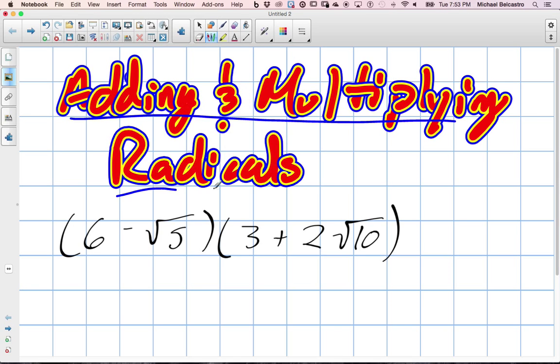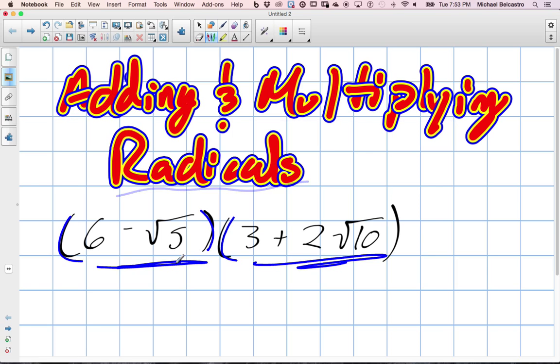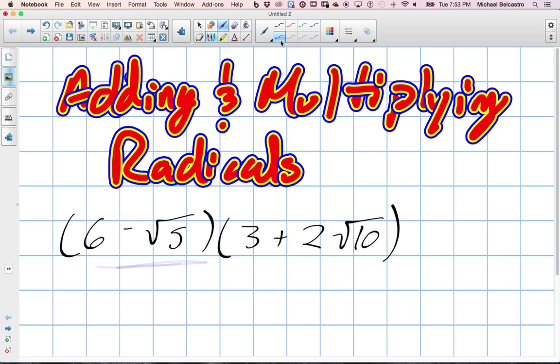Add and multiply radicals. And this is the idea of just simplifying. In this question, we have two brackets, which are technically as simple as they get without turning things into decimals. And we're going to distribute them, so we're going to use what's considered FOIL or the rainbow method, whatever you're used to.